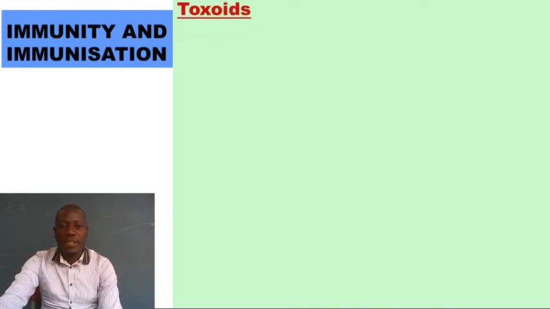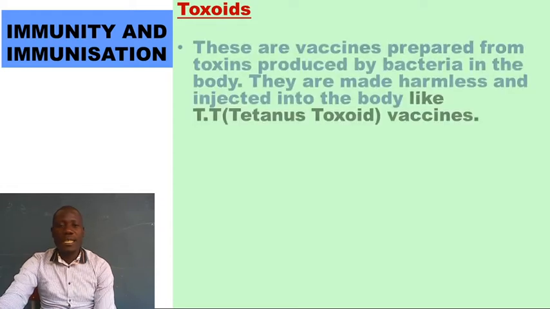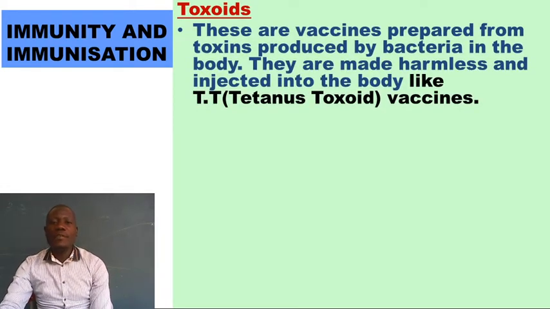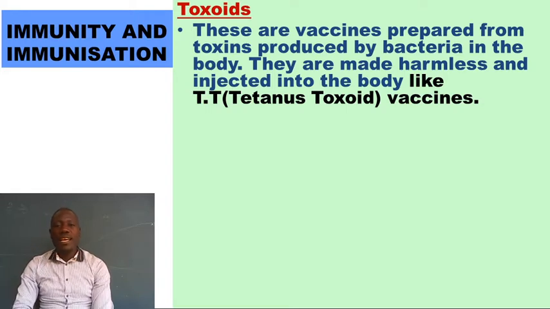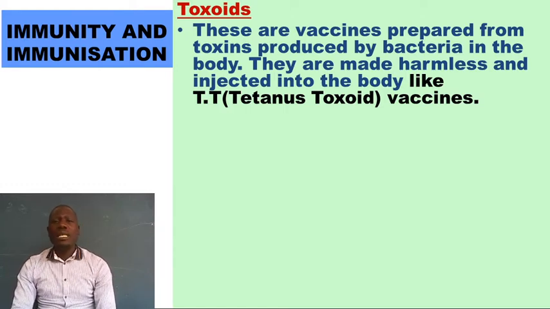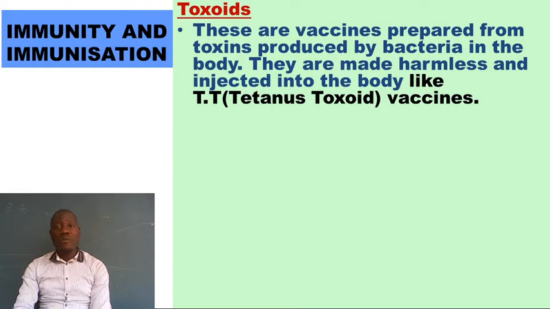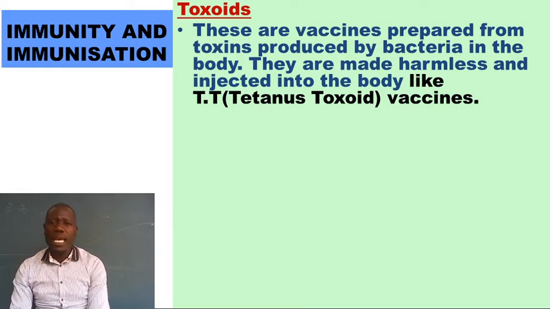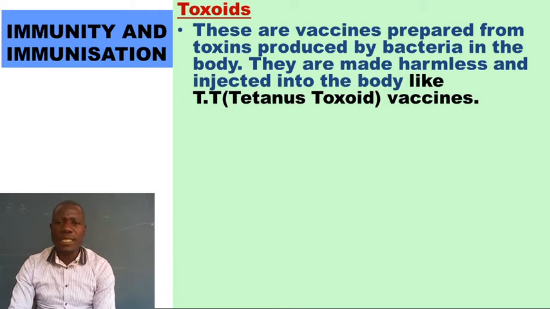Now we have the toxoids, which we can call the toxoid vaccines. What are they? These are vaccines prepared from toxins produced by bacteria in the body. They are made harmless and injected in the body. When the bacteria enter the body, they produce some chemicals which are harmful in the body. So what the doctors do, they get the harmful substances produced by these bacteria, they make them harmless, and then they reintroduce them into our bodies.